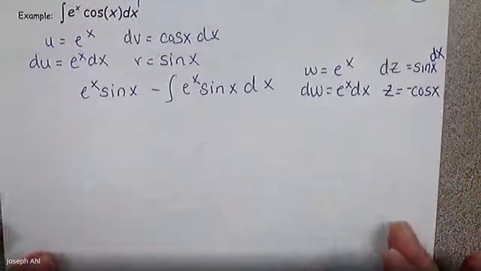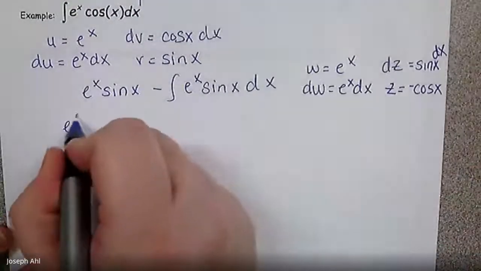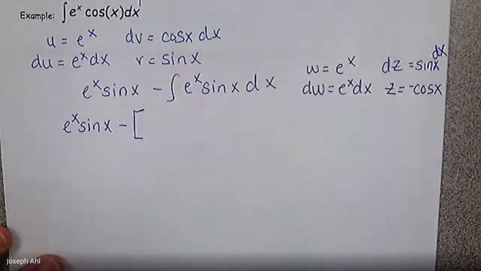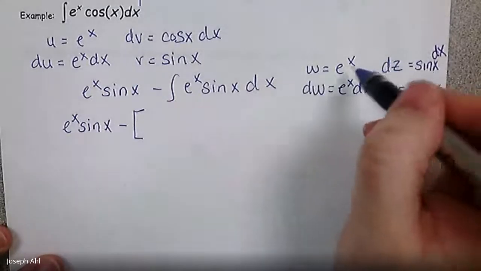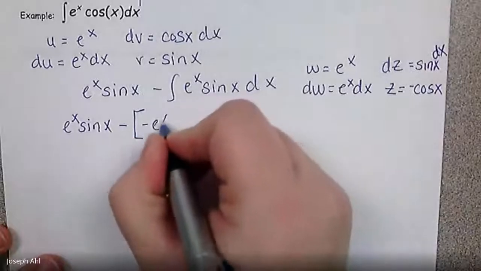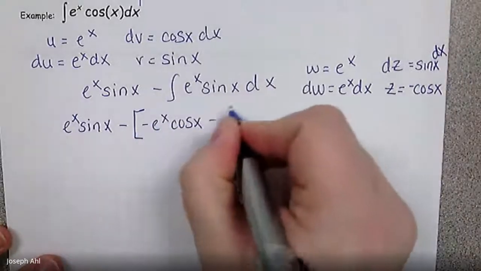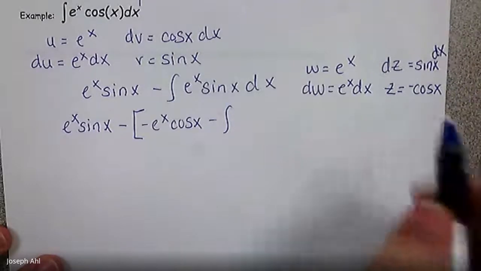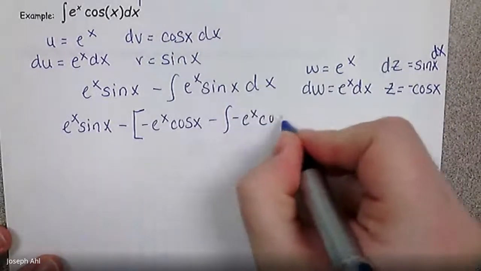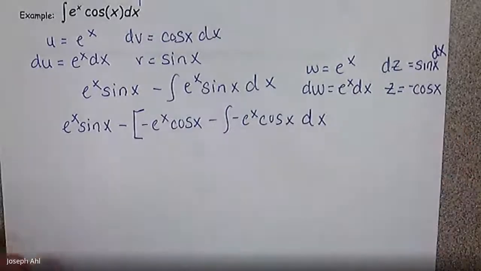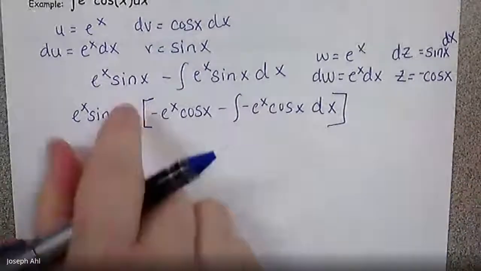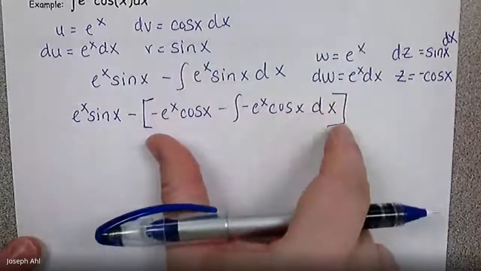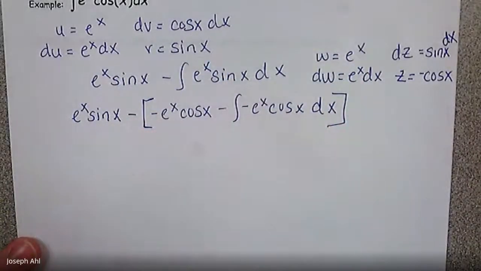All right, so if I use integration by parts here, it's now going to be e to the x sine x minus, let's open some brackets here. It's going to be negative e to the x cosine x minus the integral of these two multiplied, so that's going to be negative e to the x cosine x dx. Okay. So this is from the first integration by parts. This was then this integration by parts here.